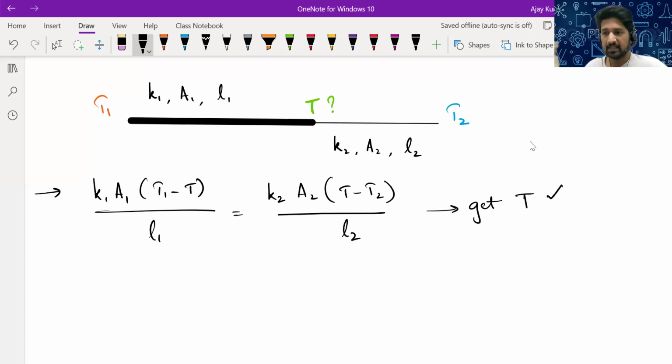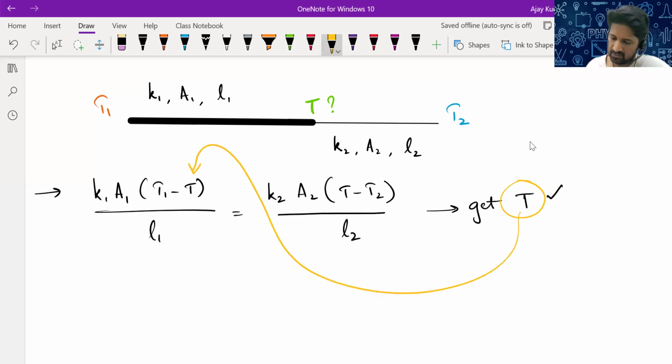After getting the temperature T, put it back in one of these expressions. You can put it here or you can put it here, you will get the heat current in both rods, which will be equal to the effective or the overall heat current. But this is a very lengthy procedure, and there are a lot of chances of making mistakes. Even if one calculation is done wrong, the entire thing will go wrong.